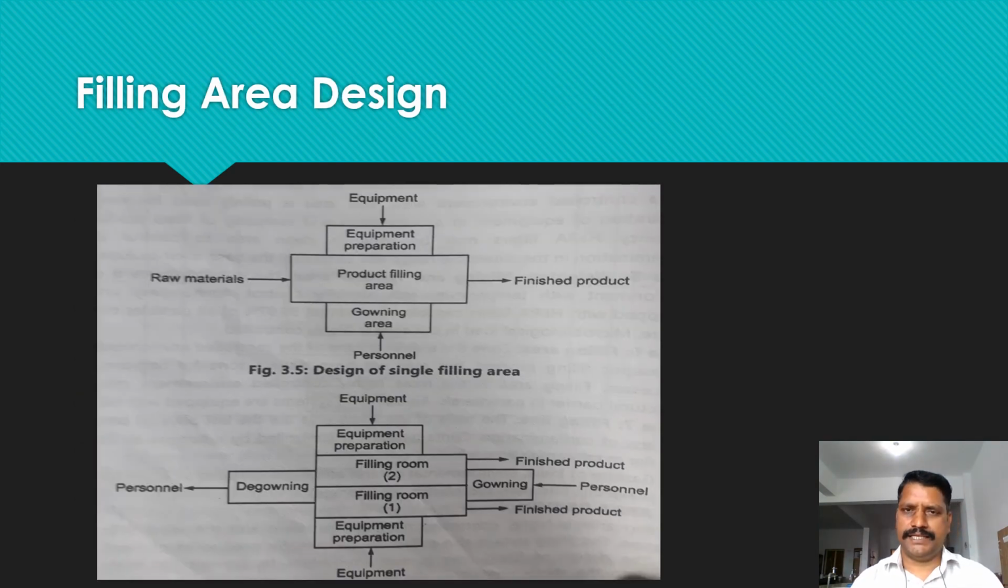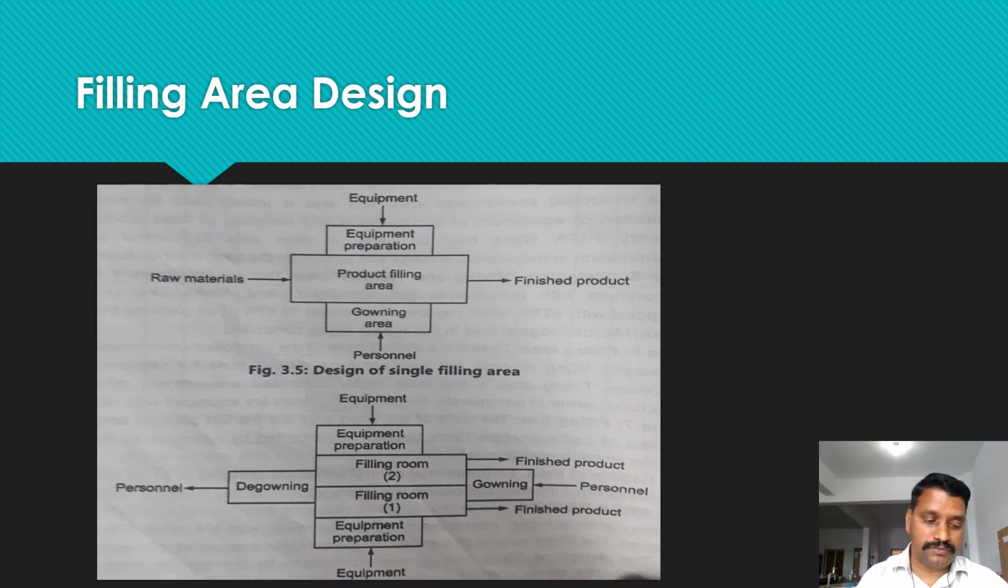The filling area design: design of a single filling area and design of a two-room filling area. The design of the filling area starts from the path of container and closures and proceeds from filling towards sterilization, inspection and packaging. There should be minimum material handling to avoid contamination, and the flow of personnel must be a part of the filling room design, with the incoming flow of container and the outgoing flow of filled product.